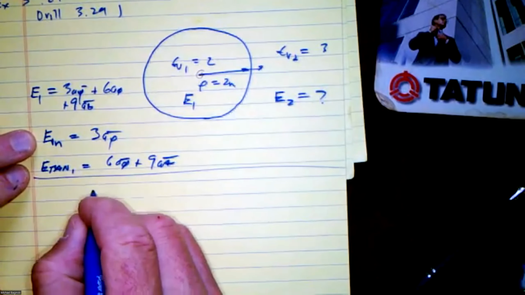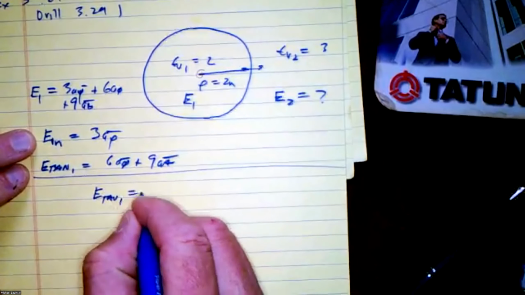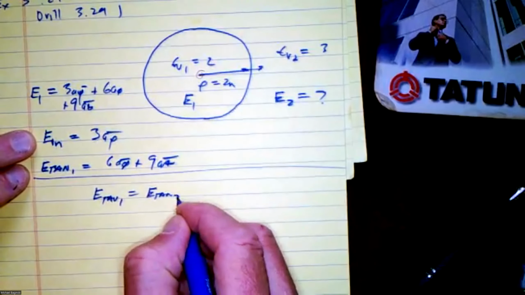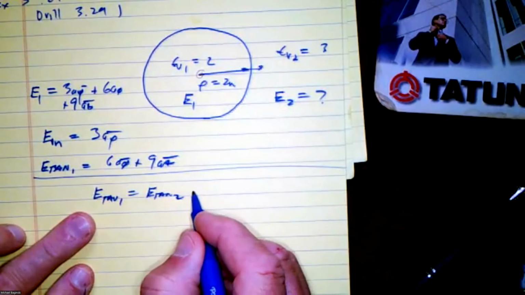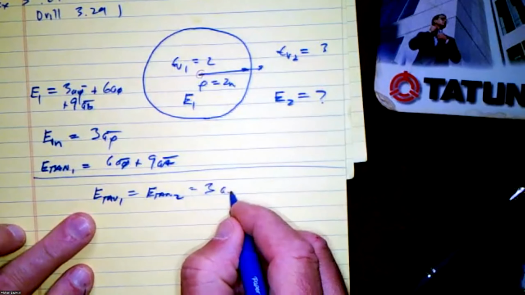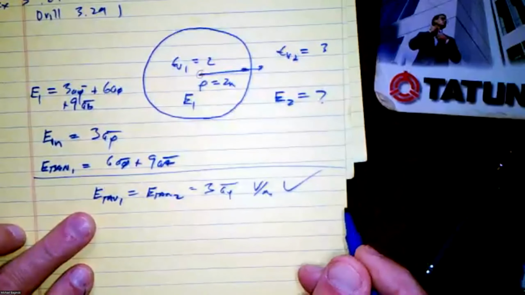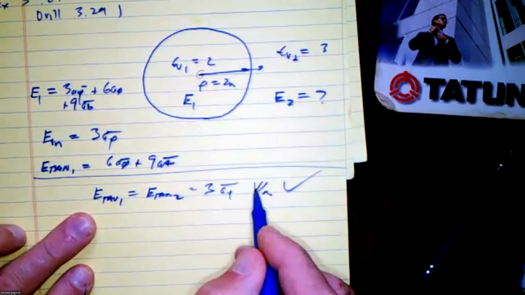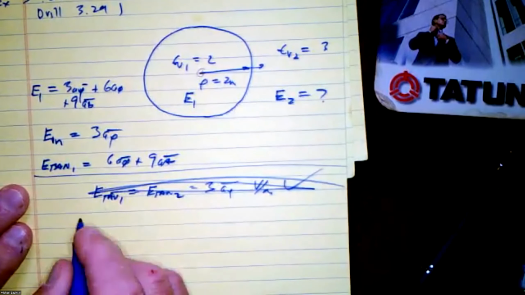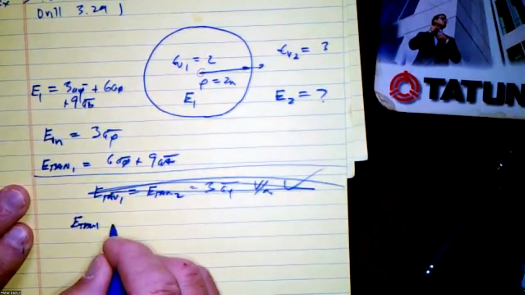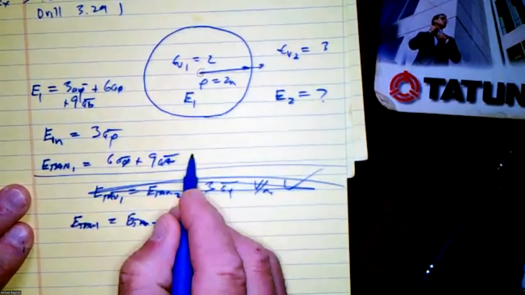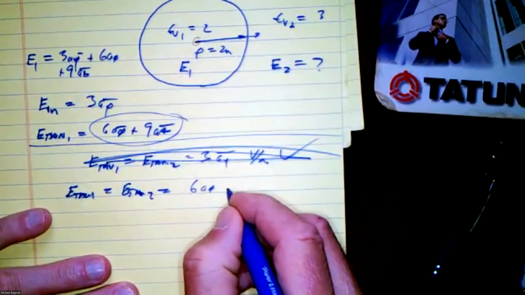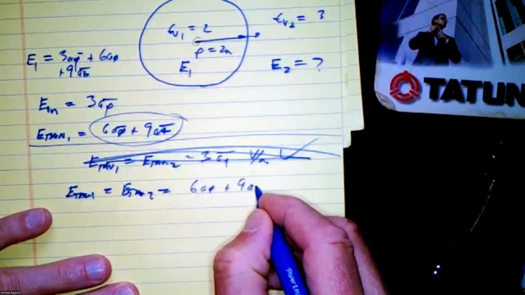Now we go to the boundary law. We know that E tan 1 is equal to E tan in region 2. Y'all follow me on this, guys? That means this is the tangent component of the electric field in region 2, which is 6a phi plus 9az.